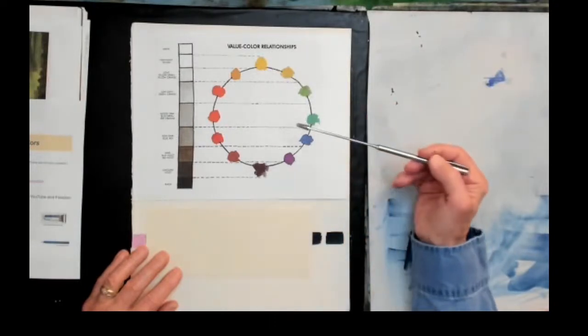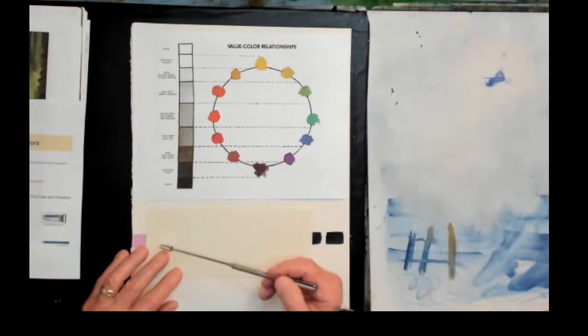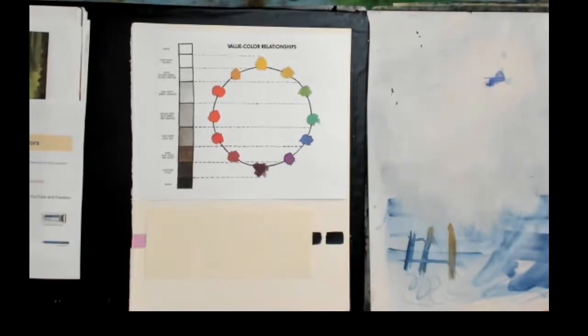So when we talk about value and color, someone will ask, when you're doing a painting or looking at a subject or an object, the first question is, well, what color is it? Well, there's another question you have to ask: how dark is it and how light is it? You need to know the value of the color in order to paint it correctly.